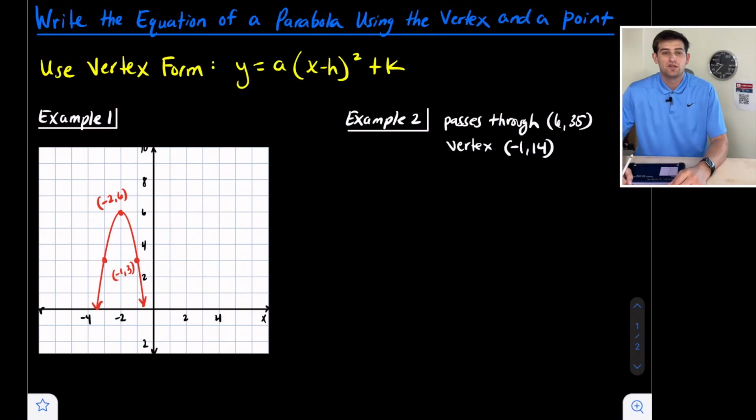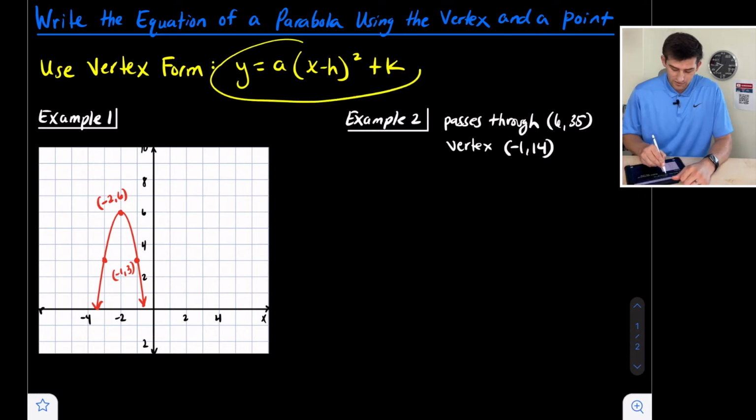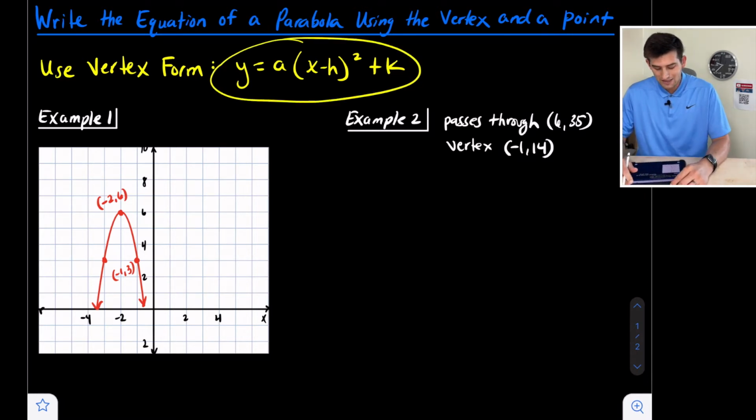Hello everyone, in this video we're going to talk about how to write the equation of a parabola using the vertex and a point that is on the parabola. So how are we going to do this? We're going to use the vertex form. And we see that at the top of our screen right here: y is equal to a times (x minus h) quantity squared plus k.